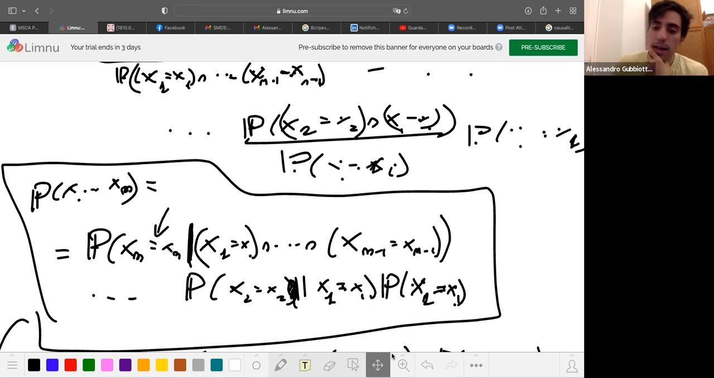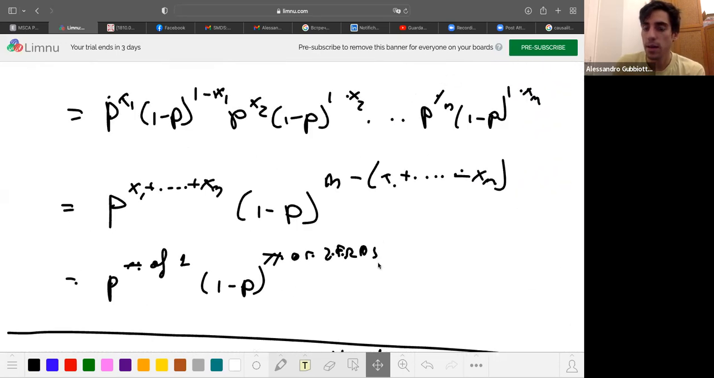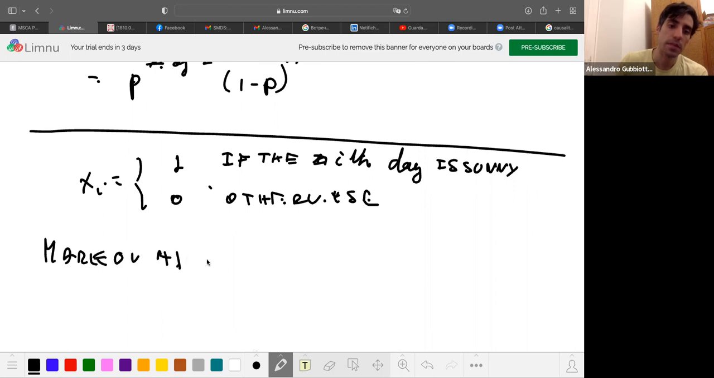You can make a less restrictive hypothesis, which is called the Markov hypothesis, which is not independence. The Markov hypothesis is that the probability of the Bernoulli trial number n depends only on the Bernoulli trial number n minus 1. This makes sense if you consider the weather.